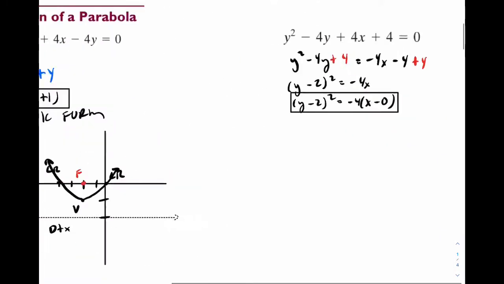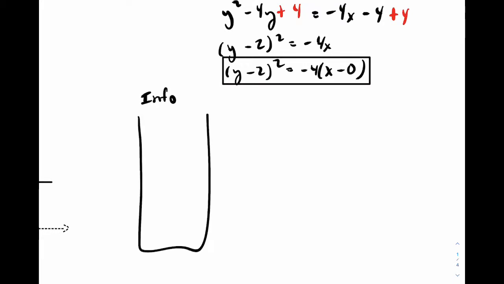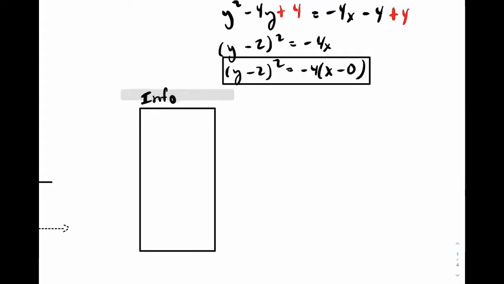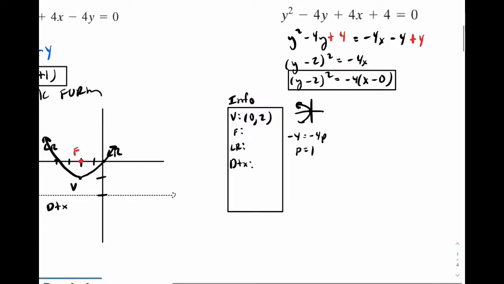Okay, from here, let's finish the problem. Let's make our info box. So I have my vertex, which I know would be 0, 2. My focus, we don't know yet. LR, don't know. Directrix, don't know yet. But our mental picture: this is y squared negative, which means in our mind we're thinking, okay, this should be opening to the left. And I can see that I have a -4 there, so -4 should equal -4p, so p should be 1. Okay, with that, I can figure everything out.